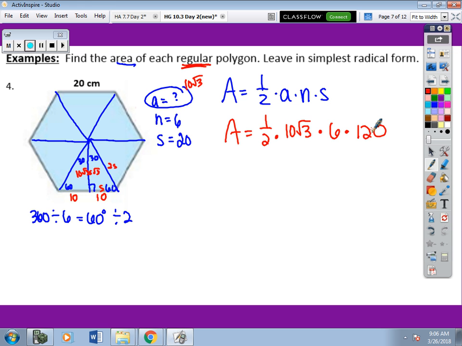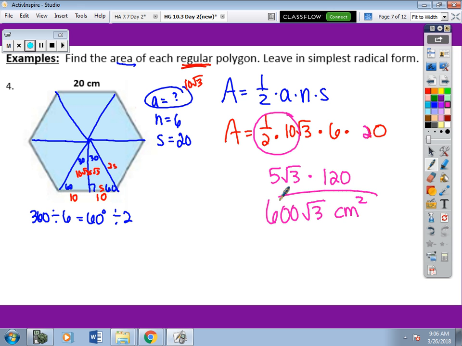Now, they want you to leave it in simplest radical form, which means you're going to have a square root of 3 in your answer. So half of 10 is 5. And then I'll just do 6 times 20 is 120. And then multiply those together, we'll get 600 square root of 3 centimeters squared.